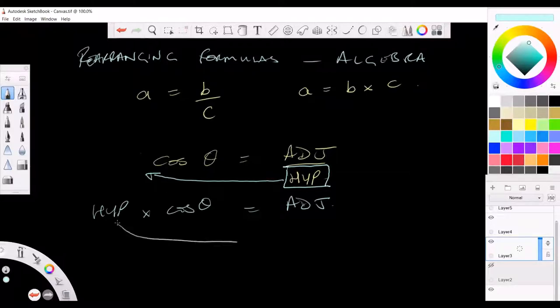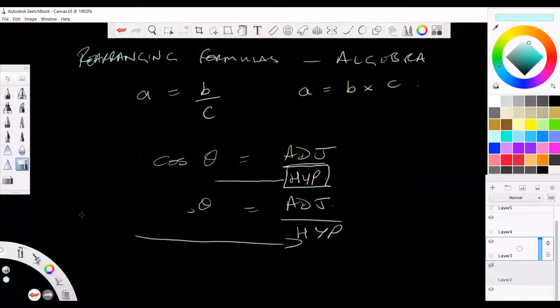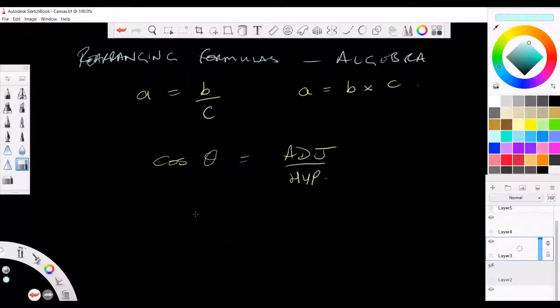So I can put the hypotenuse back to the other side, but it's on the top on this side, so I have to put it underneath the adjacent on that side. And of course, we're back to where we started. That's always a useful thing to bear in mind in maths, that everything you do must be reversible. So that does help sometimes. Okay, so most of you are probably familiar with that.